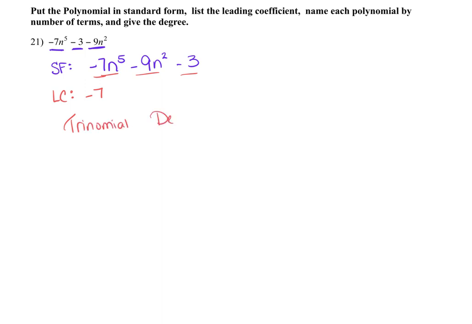And the degree is just that highest exponent group. So in this case, 7 into the 5th is my highest exponent group, and my exponents there add up to 5. So I have all 4 questions answered: standard form, leading coefficient, describe it by number of terms and by degree. And some of you wrote 5th degree trinomial. That's fine as long as all the information's there.